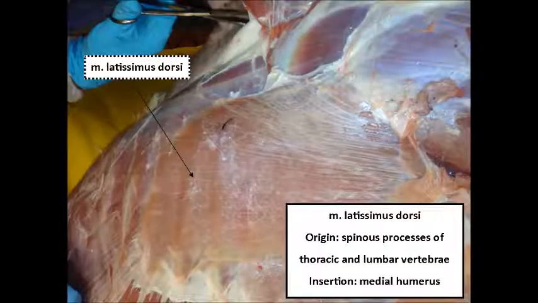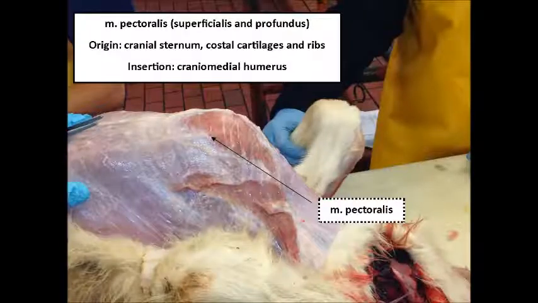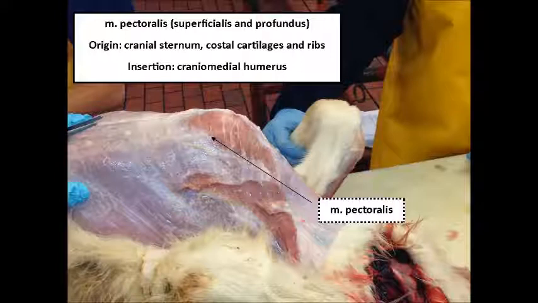The latissimus dorsi muscle originates in the spinous processes of the thoracic and lumbar vertebrae and inserts in the medial humerus. This permits the shoulder to flex and the limb to retract. The pectoralis muscle, superficialis and profundus, originates in the cranial sternum, costal cartilages, and the ribs, and inserts in the craniomedial humerus. This enables adduction and retraction of the limb.